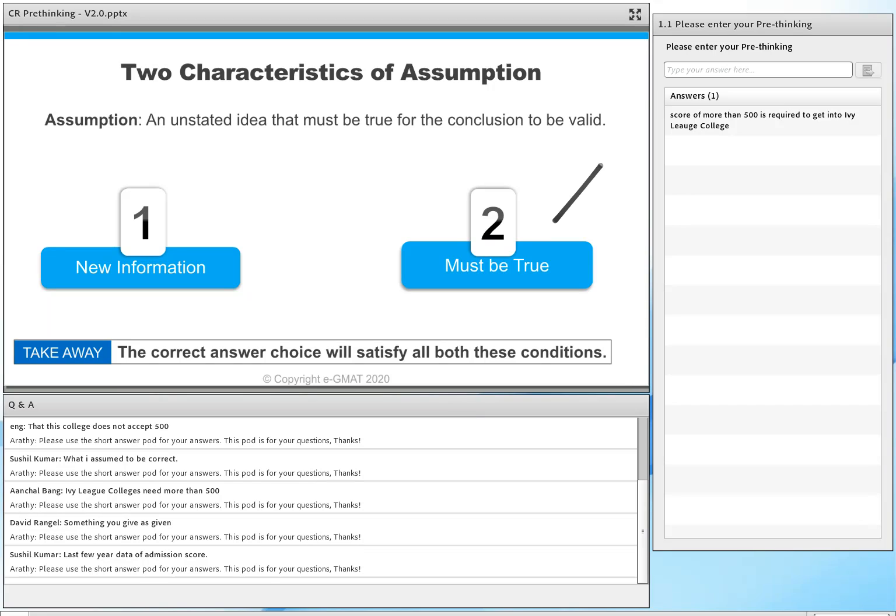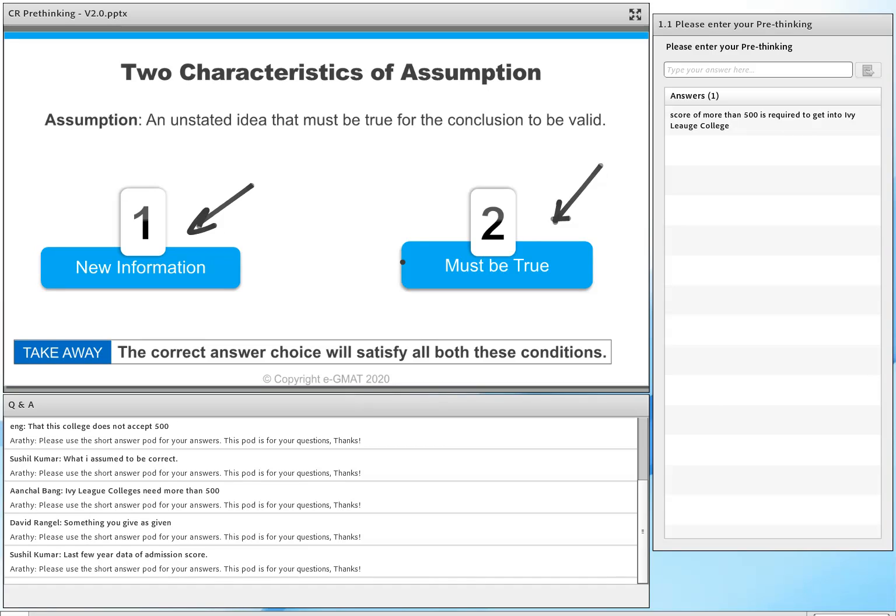One is it must satisfy that must-be-true test, which is that it needs to be true, otherwise there's a means to break or invalidate that conclusion. The second is you should not be able to infer the information in that assumption from the factual part of the argument. And I emphasize that from the factual part.